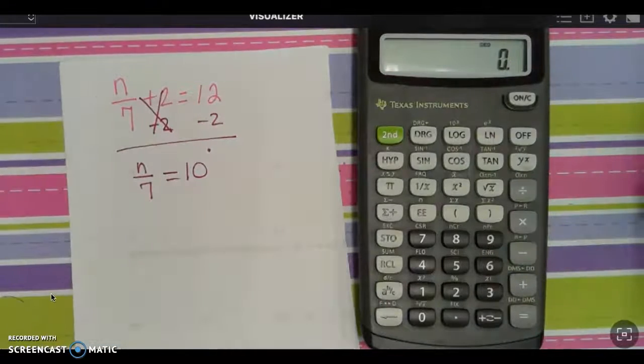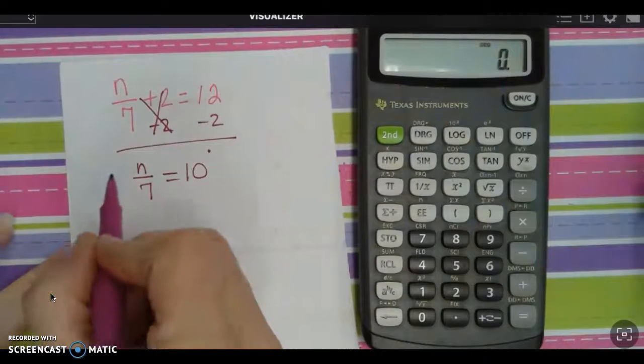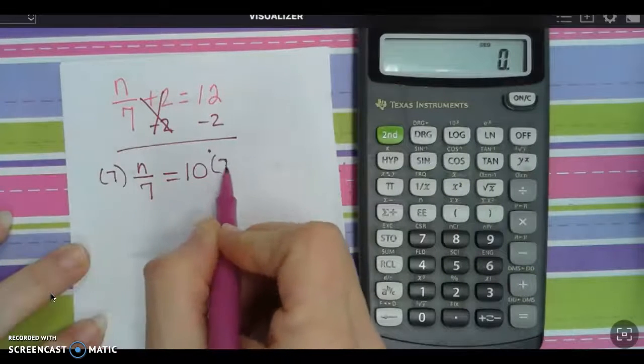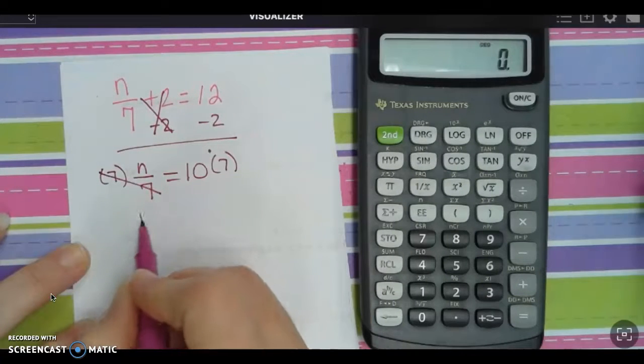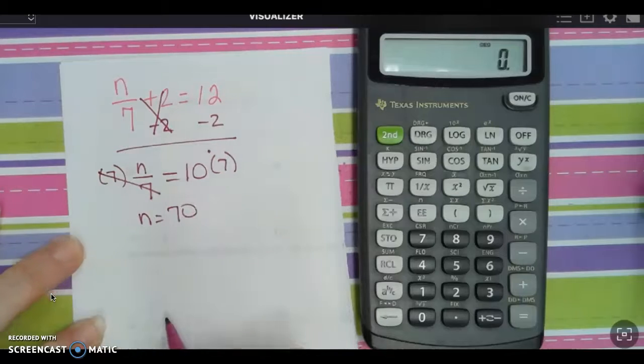The opposite of dividing would be multiplying. So we're going to multiply both sides by 7. That cancels out, and n equals 70.